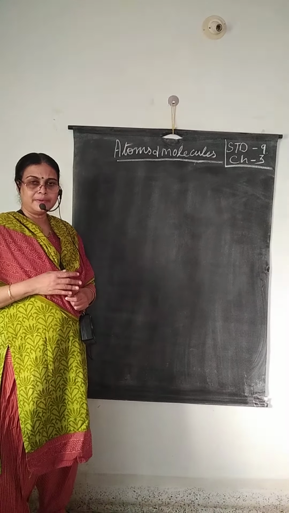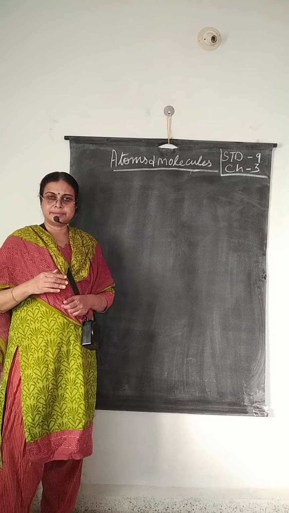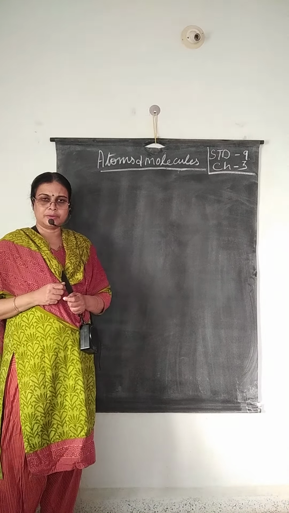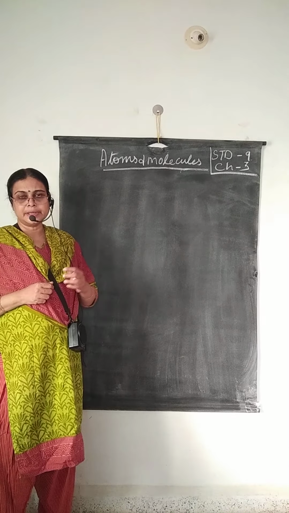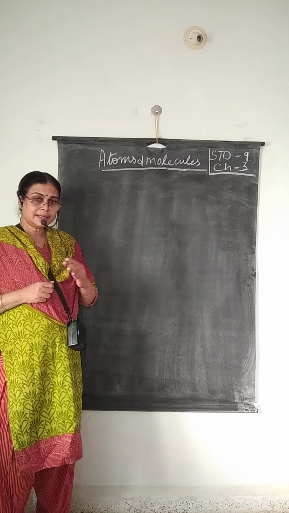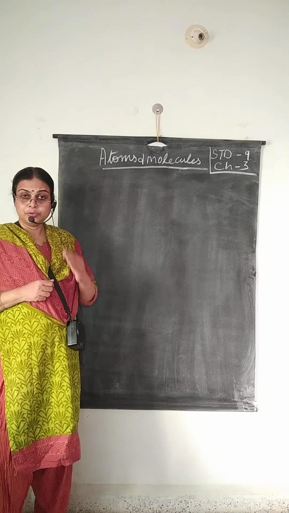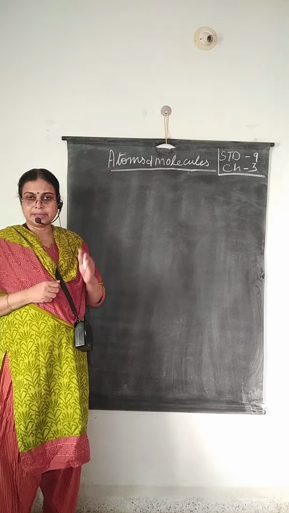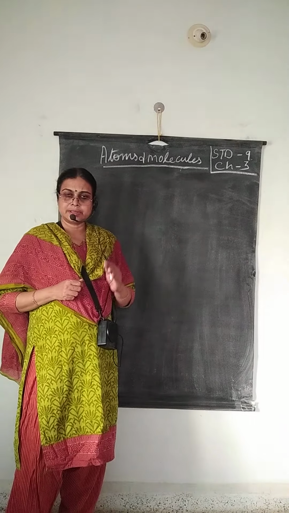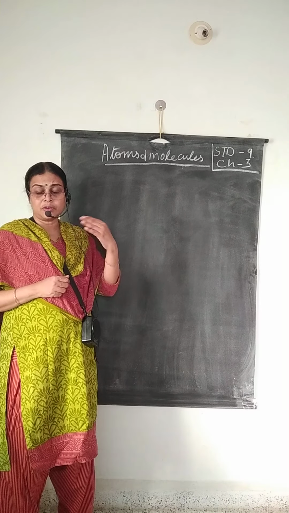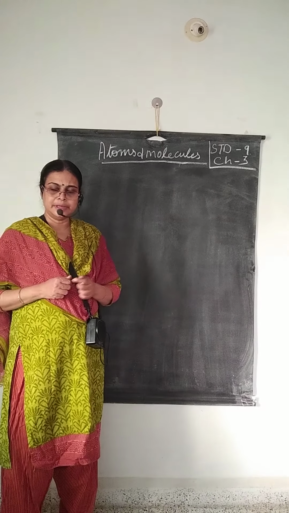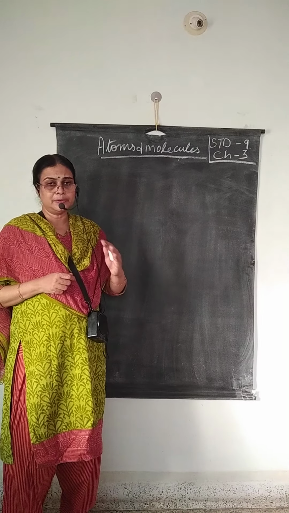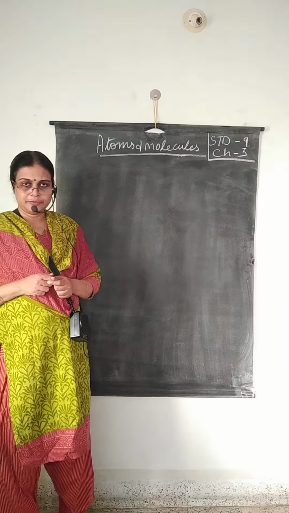In the previous class we already discussed atoms, molecules and ions. Today we will discuss how to write the chemical formula. To write the chemical formula, we should know what is meant by valency. Valency means the number of electrons lost, gained or shared during a chemical reaction. Only if you are thorough with valency will you be able to write the chemical formula.